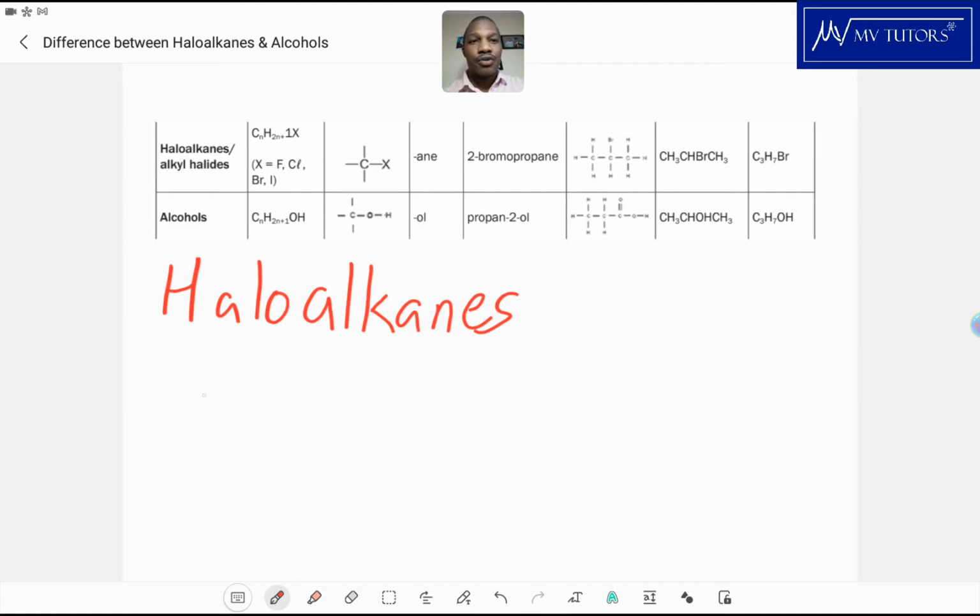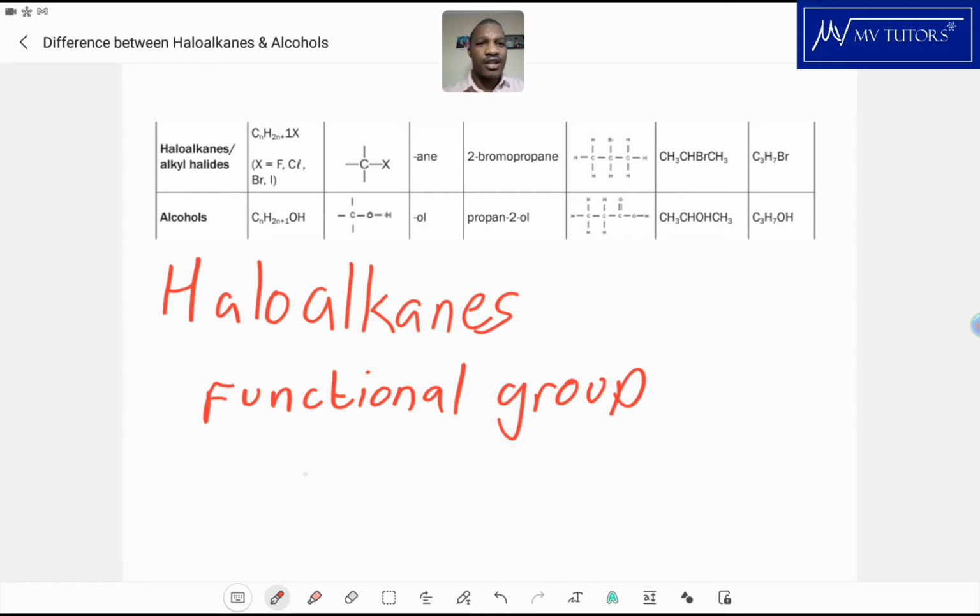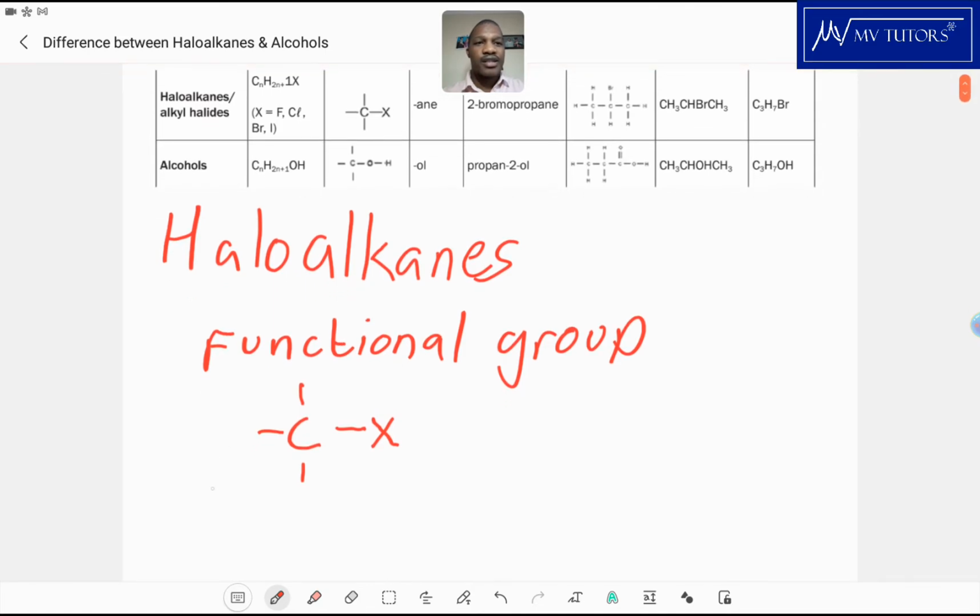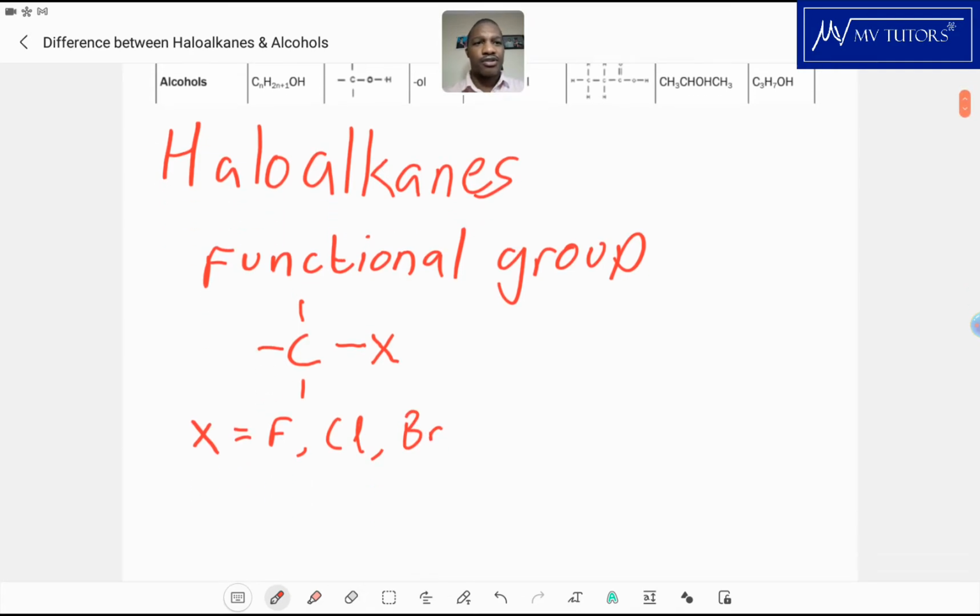Now, the functional group of haloalkanes is such that there's going to be a C, which represents a carbon, and then there's H's here, of course. And then you're going to have another one here. Okay, we'll call it X. Now, X can be anything. Okay, X can be fluoride, it can be chloride, it can be bromine, etc.